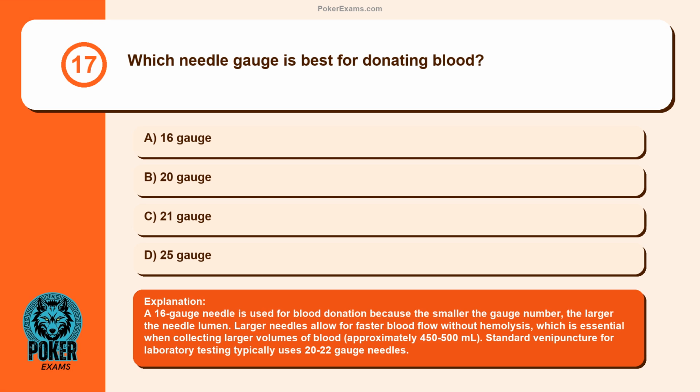A 16 gauge needle is used for blood donation because the smaller the gauge number, the larger the needle lumen. Larger needles allow for faster blood flow without hemolysis, which is essential when collecting larger volumes of blood, approximately 450 to 500 milliliters. Standard venipuncture for laboratory testing typically uses 20 to 22 gauge needles.